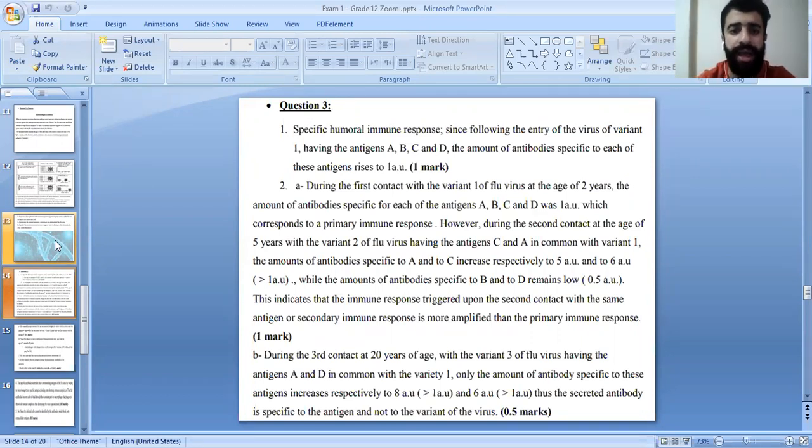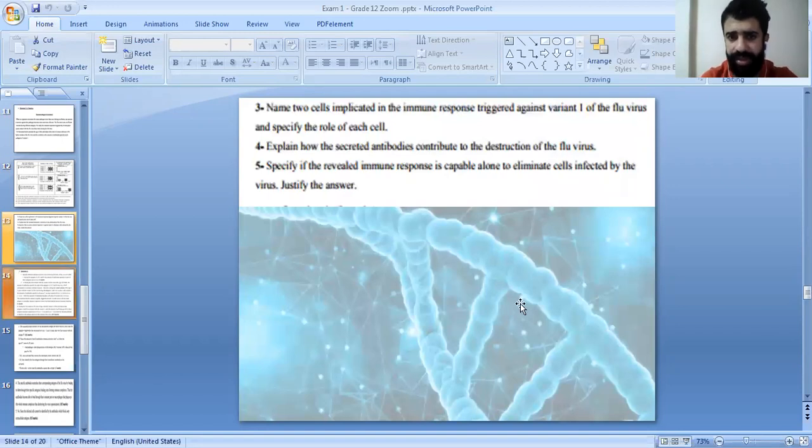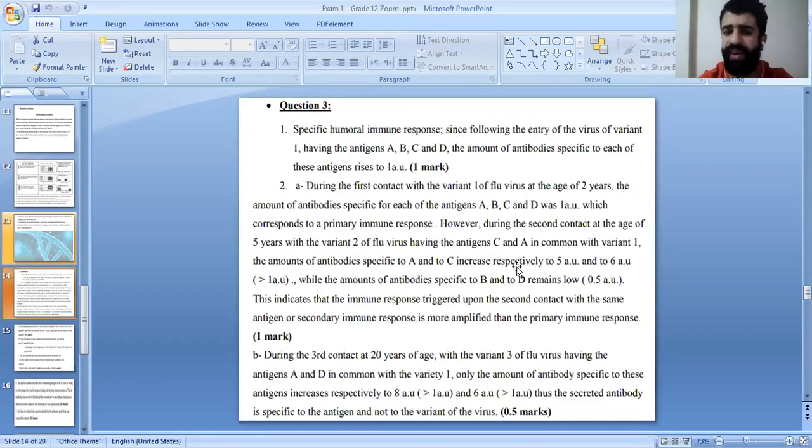And in part 2, A, the secondary immune response is more amplified than the primary. During the first contact with variant 1 of the flu virus at the age of 2 years, the amount of antibodies specific for antigens A, B, C, and D is 1 AU. All of them are 1 AU. This can be explained by a primary immune response. The first encounter or first reaction between the antigen and antibody is called the primary immune response.